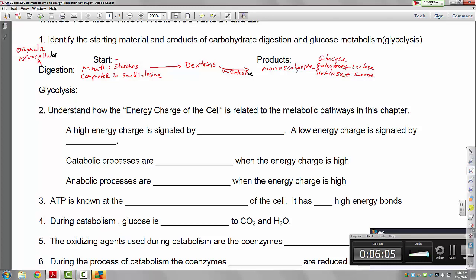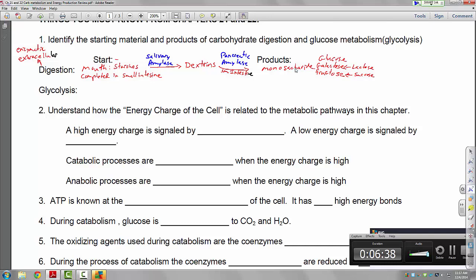This is salivary amylase in the mouth. Salivary amylase does not survive the stomach, but the pancreas secretes pancreatic amylase into the small intestine and completes this digestion, pancreatic amylase.